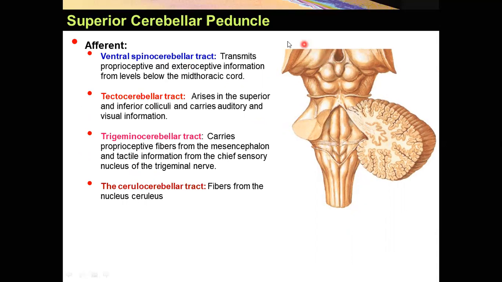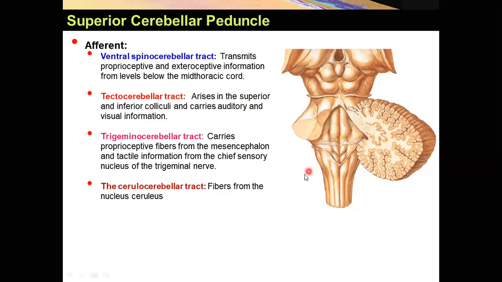The superior cerebellar peduncle contains afferents. The ventral spinocerebellar tract transmits proprioceptive and exteroceptive information from levels below the mid-thoracic cord. The tectocerebellar tract arises in the superior and inferior colliculi and carries auditory and visual information: auditory information through the inferior colliculus and visual information through the superior colliculus.